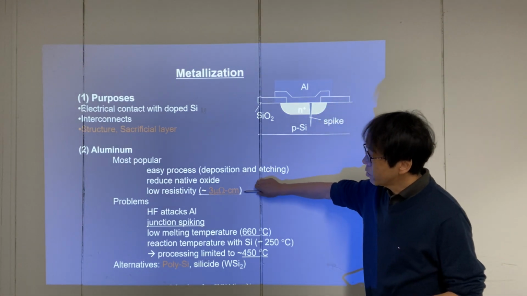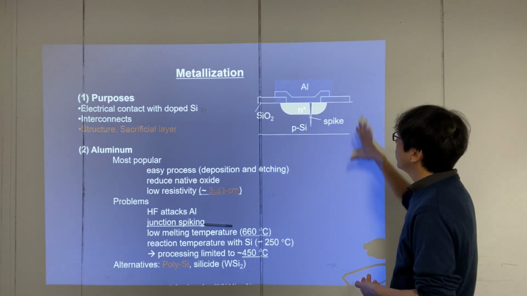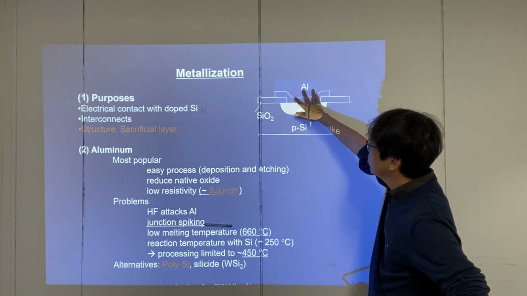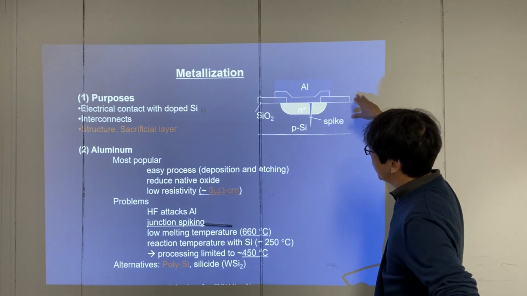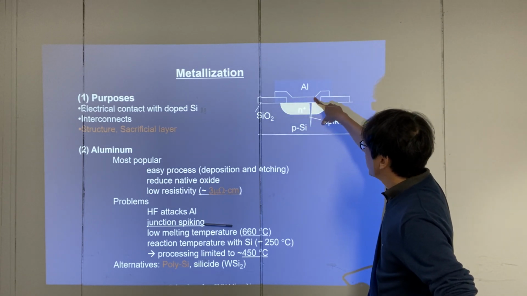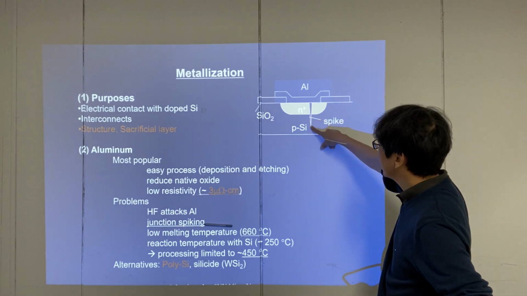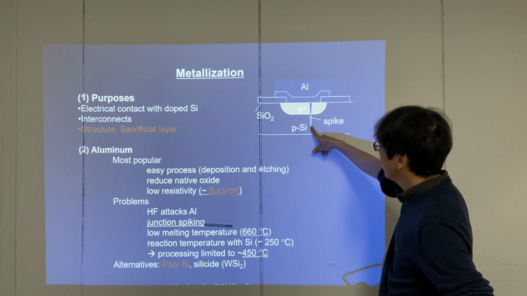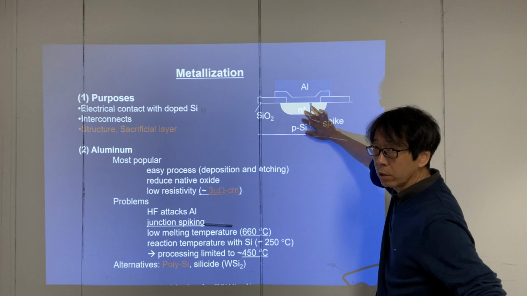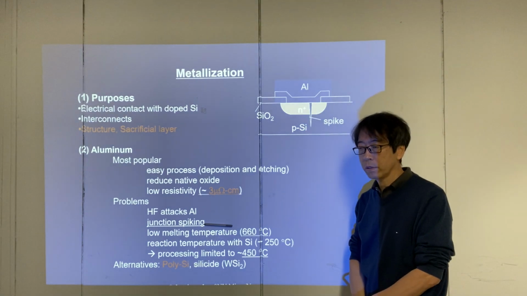And there's a famous phenomenon called junction spiking. Look, right here, you have an N-type area, and you have aluminum as an interconnect to the other area through the silicon opening, right? When you deposit aluminum, it can penetrate deep into the silicon and create this spike. When you have this spike, the two areas are short-circuited, useless, and you will screw up the whole device.